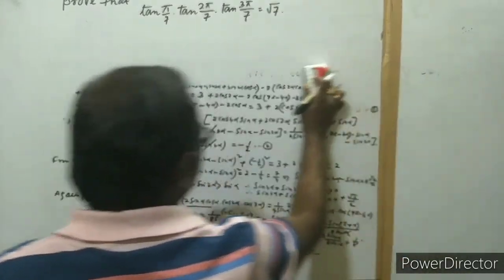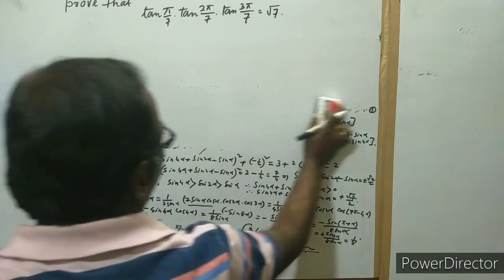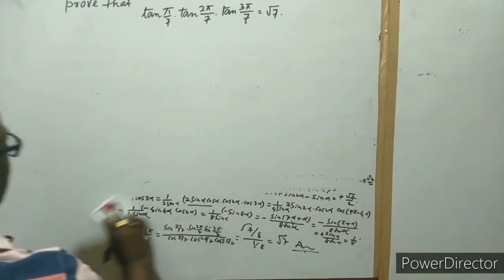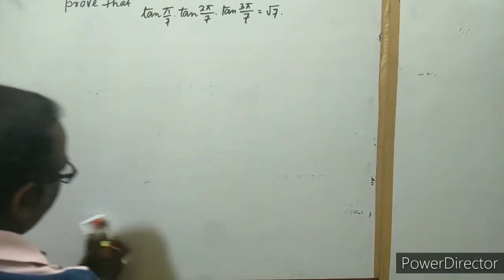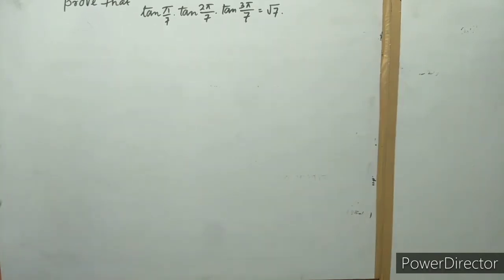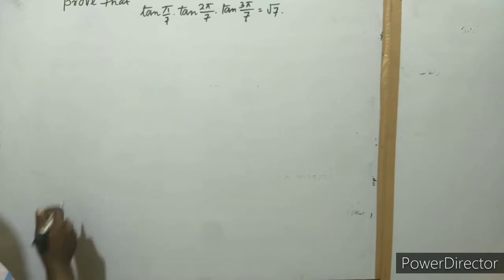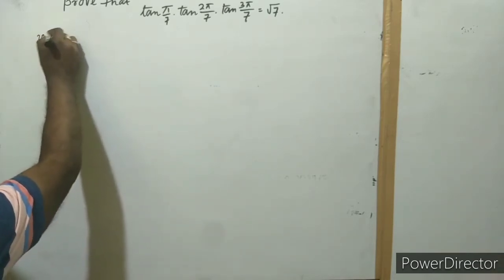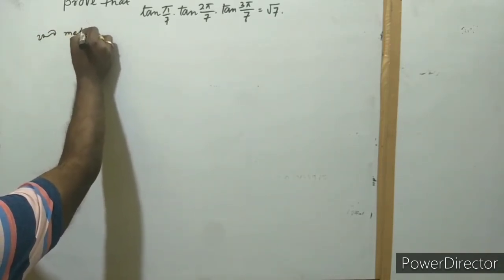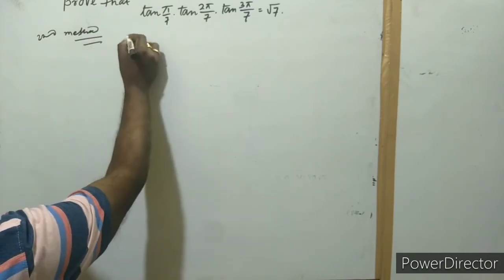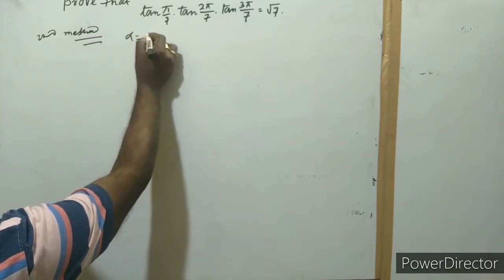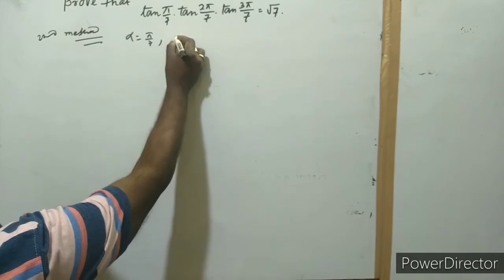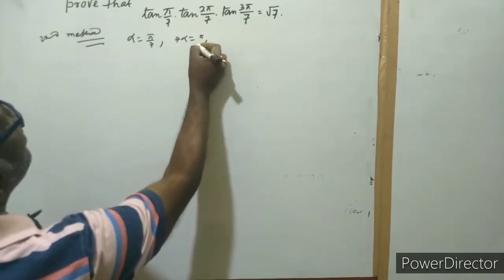This is the most interesting question. Now with the help of the theorem equation, see the next method. Second method. Okay, so alpha is equal to pi by 7, so 7 alpha is equal to pi.